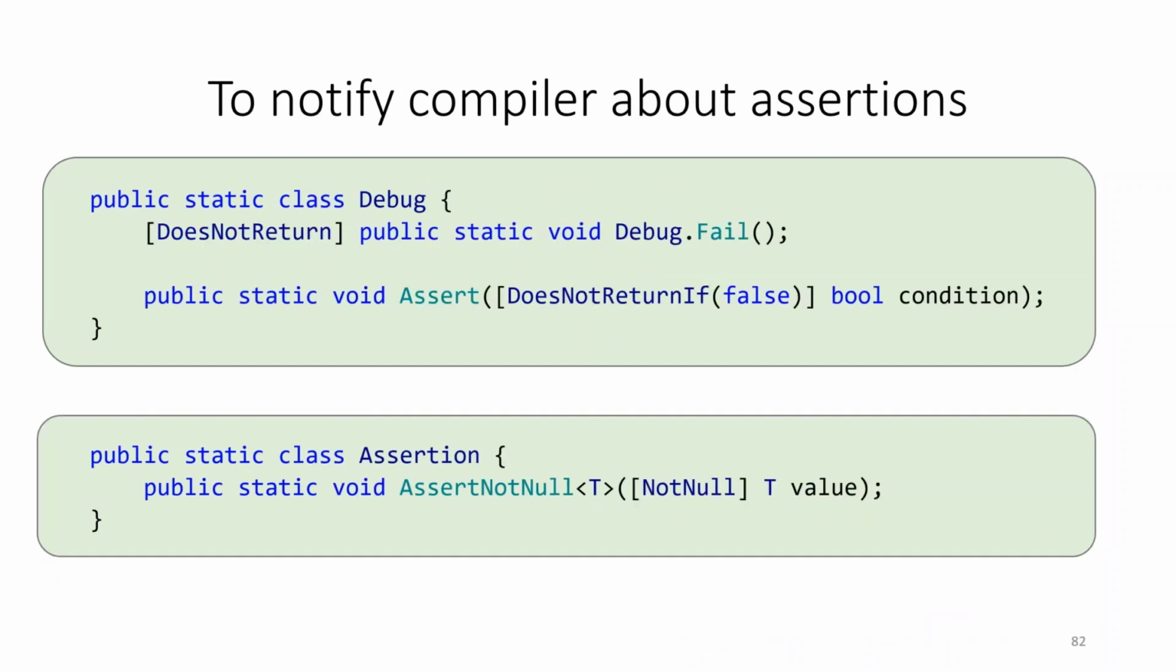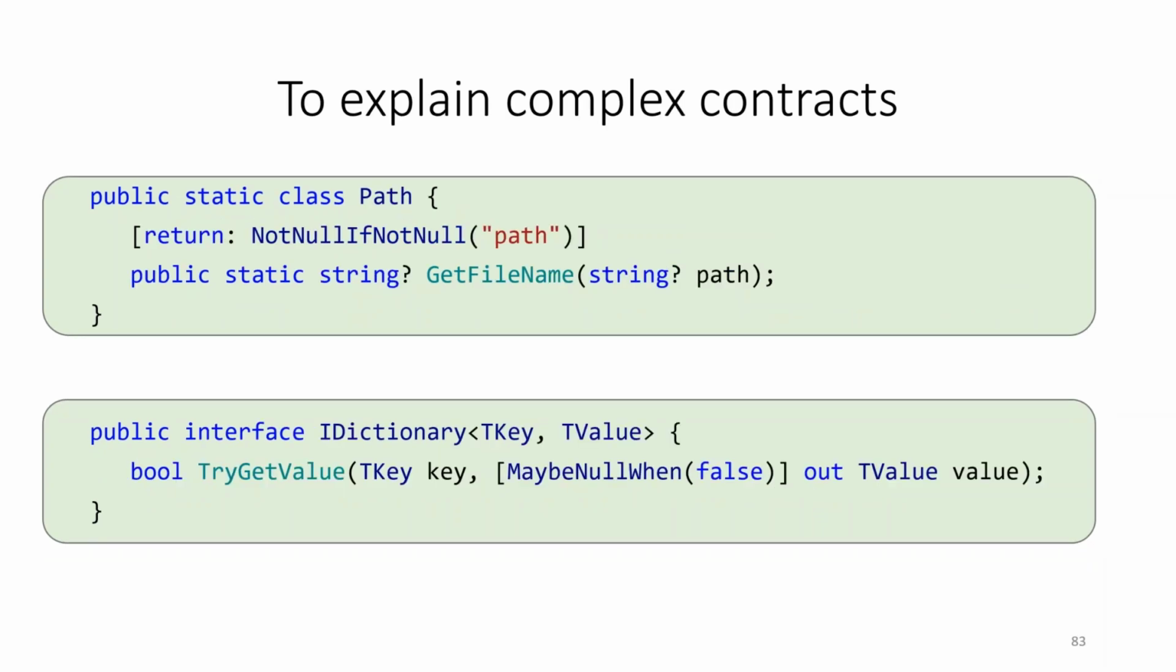There are some other annotations, for example, to tell the compiler about assertions such as does not return if annotating debug assert. And there are a couple explaining complex contracts to the compiler. For example, path get file name will never return null if you never passed it in. And dictionary try get value is annotated to tell the compilers that regardless of whether the dictionary contains nullable values, its try get value can return a null if it also returned false from this method.